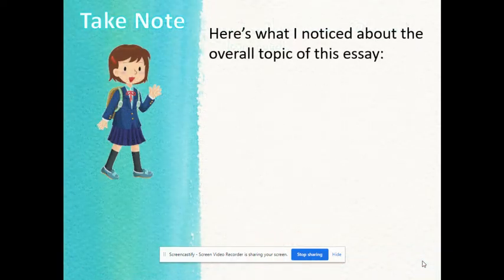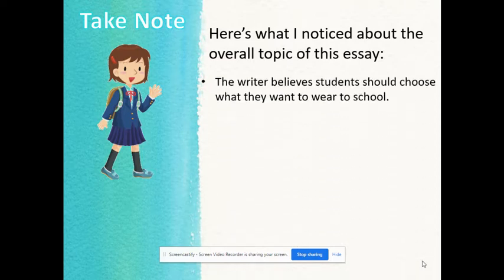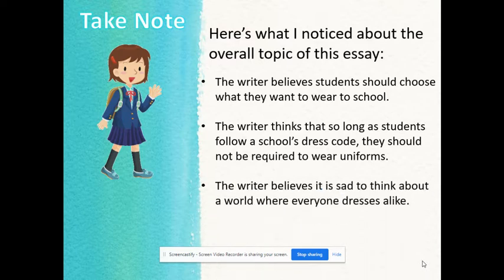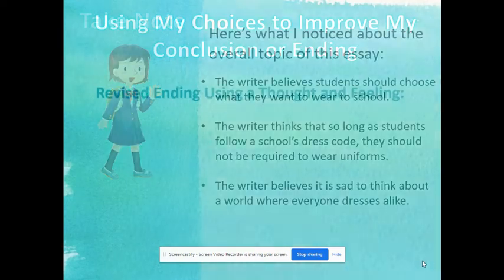All right, so that was the essay. Again, there's a copy of it in Google Classroom, so you don't have to worry about memorizing that. So here's what we're going to do. Here's what I noticed about the overall topic of the essay. The writer believes students should choose what they want to wear. That was obvious. The writer thinks that so long as students follow a school dress code, they should not be required to wear a uniform. So have a dress code. The writer believes it is sad to think about a world where everyone dresses alike.